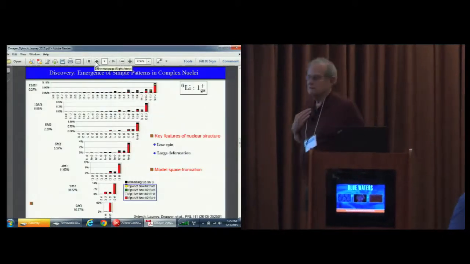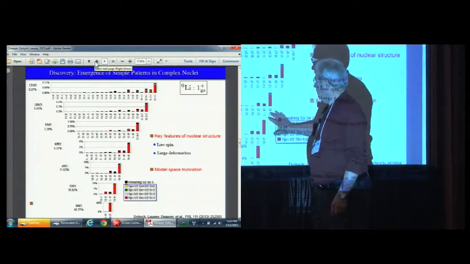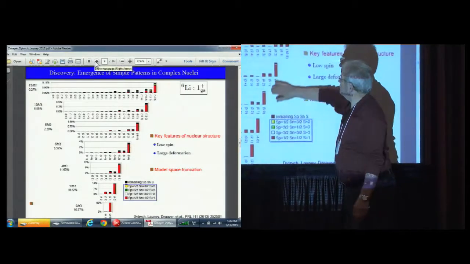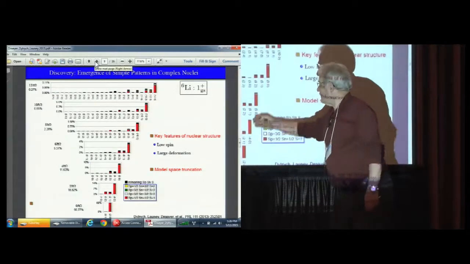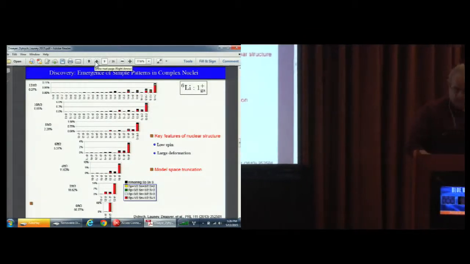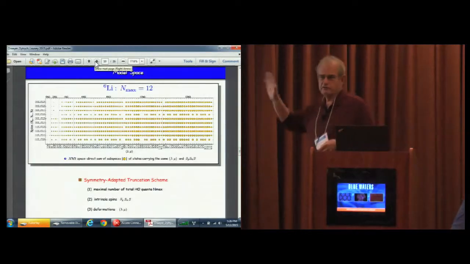What do you get out? Here we've organized the basis by all possible configurations that you can have, and you see that everything lines up along one edge, which is the edge of maximum deformation and least spin. A pleasant surprise for us.